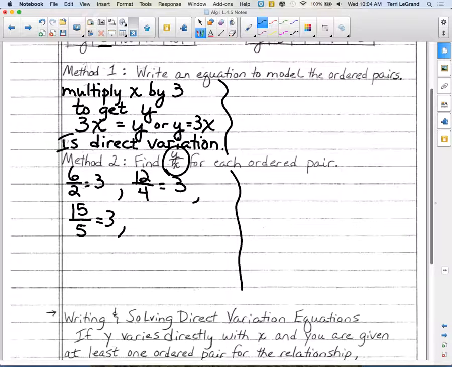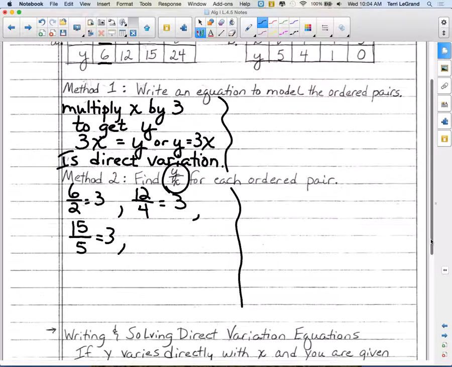You're starting to think, well, we already kind of did this. Yeah, we did it by trying to figure out what you do to x to get y. What we're doing instead is saying, what relationship does y over x have every single time? And what's our last setup? 24 over 8. And what is 24 over 8? Simplified to 3.